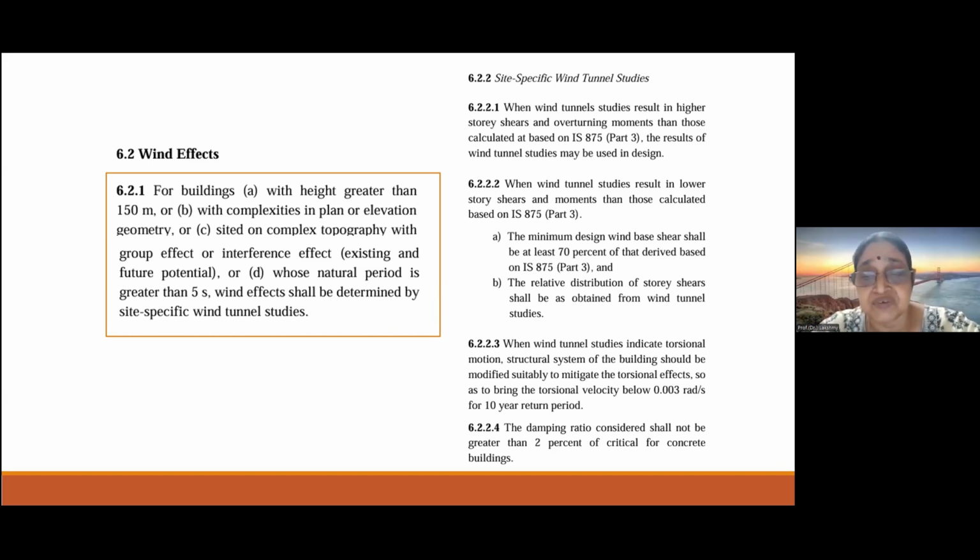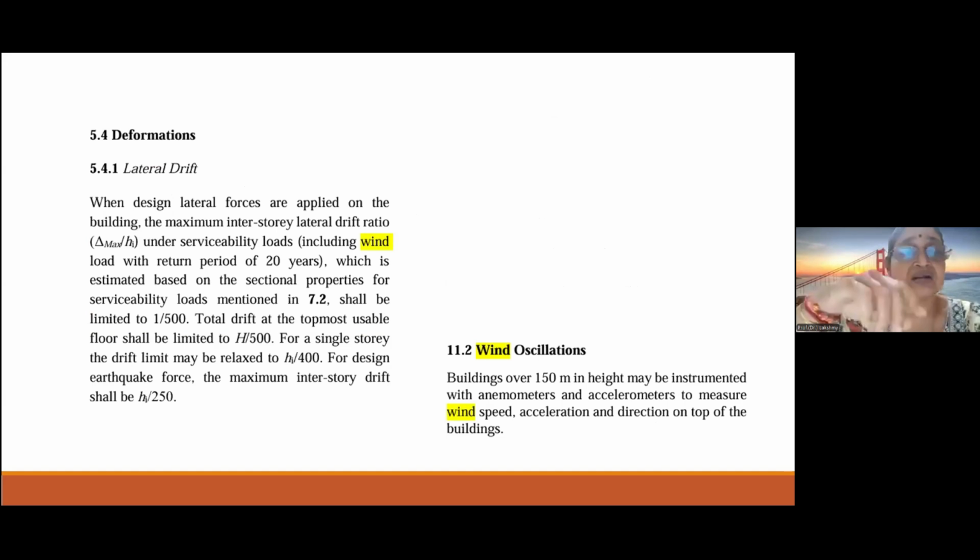I think this damping ratio we have seen, and the value for RCC structure is 2% of critical, but for prestressed concrete even less than that. So these are the aspects given in IS 16700, and also we calculated the acceleration at the tip because of along wind and crosswind. So what is the limiting value? From the acceleration, you can find out the drift or deflection that is likely to happen. Again, the return period is different, and it says the limiting value is 1/500, and total drift at the topmost usable floor is limited to H/500. But for earthquake force, it is H/250. So single story means you can go up to H/400. So these limiting values are also given.